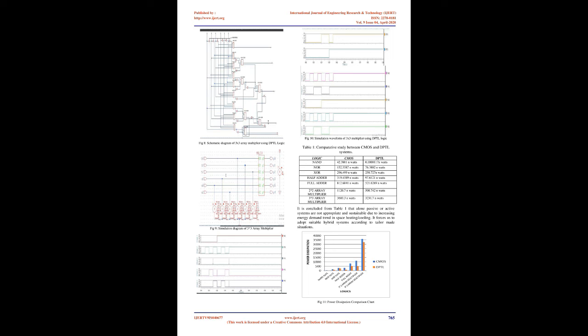Fig. 7, Architecture of 3x3 array multiplier. In this, the proposed logic is double pass transistor logic array multiplier. The array multiplier produces partial products. The double pass transistor logic 3x3 array multiplier is designed.